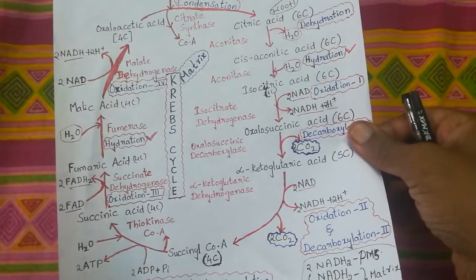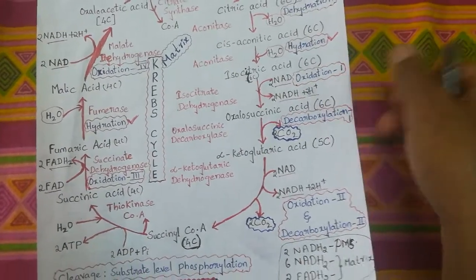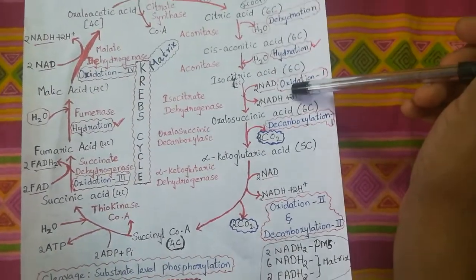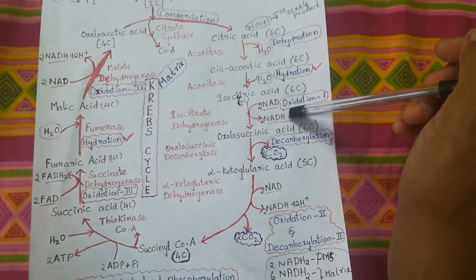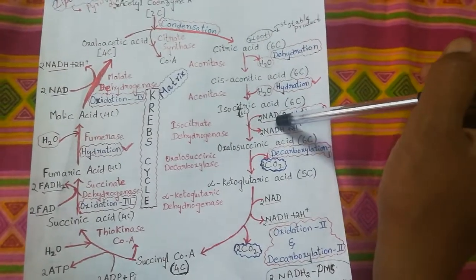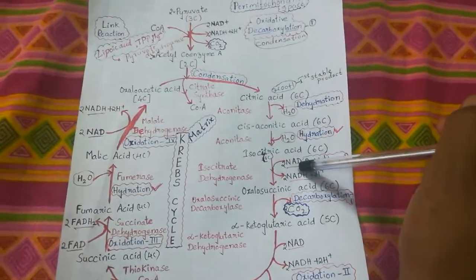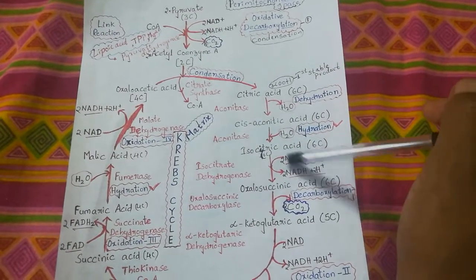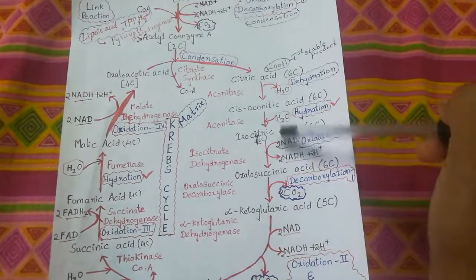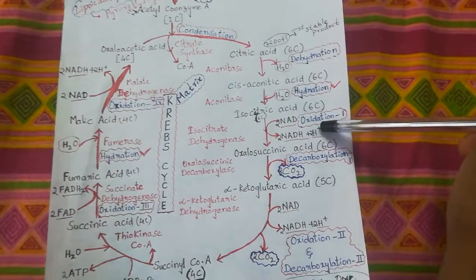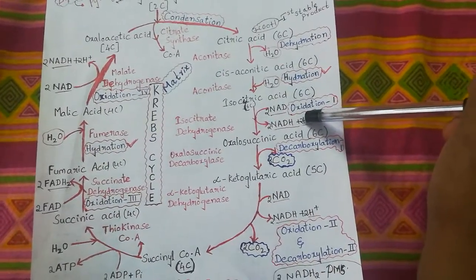Isocitric acid now undergoes oxidation. This oxidation will be the first oxidation in the Krebs cycle, and the third oxidation in complete aerobic respiration. One was in glycolysis, one in the link reaction, and this will be the third, but first in the Krebs cycle.